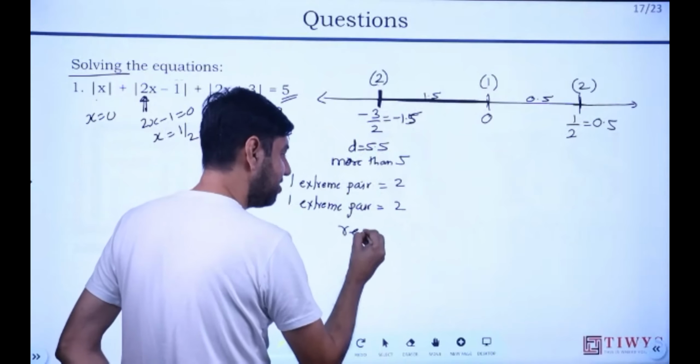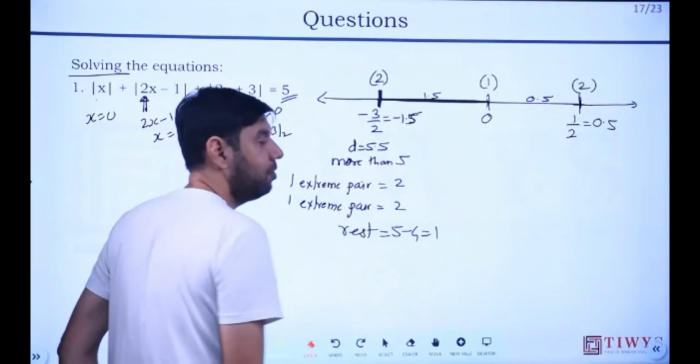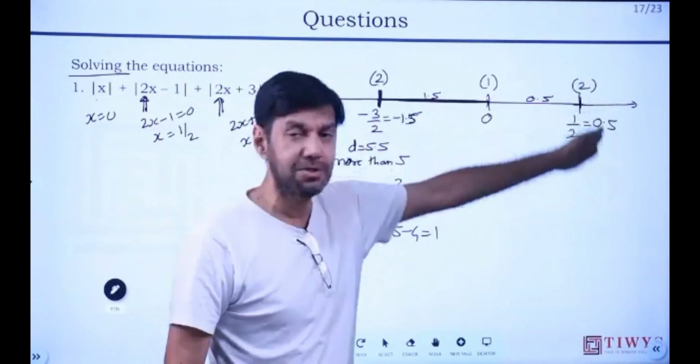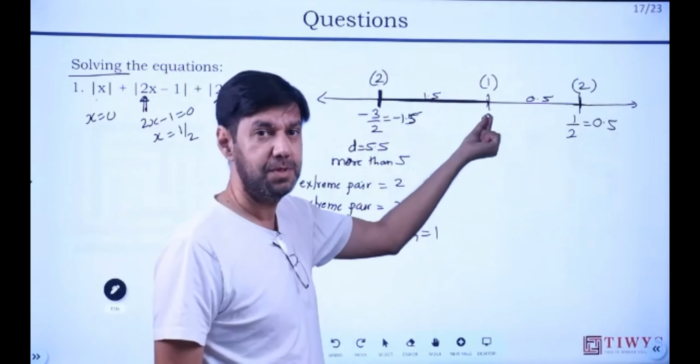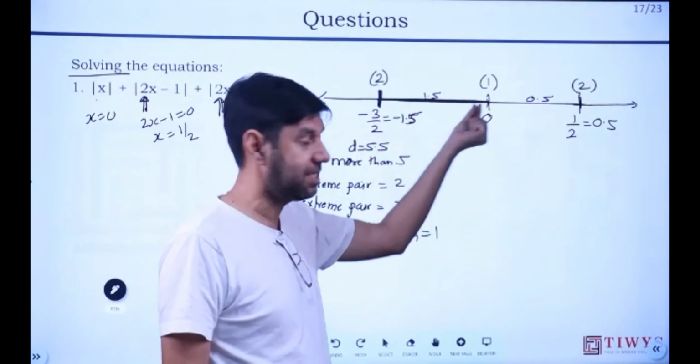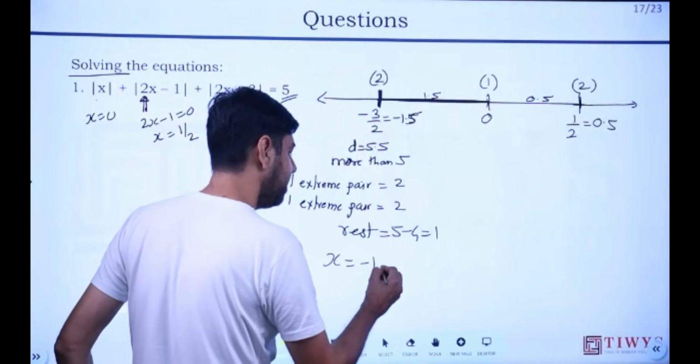Rest of it, how much? 5 minus 4, 1. Who is going to do? 2 people here, 2 people here, 4 have gone. These 2 and these 2 gone. So this guy has to do. This guy has to do 1. So let him move 1 backwards, this side, leftwards. So the answer is x is equal to minus 1.